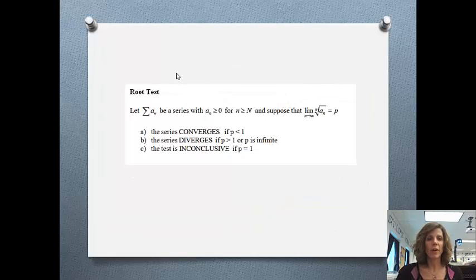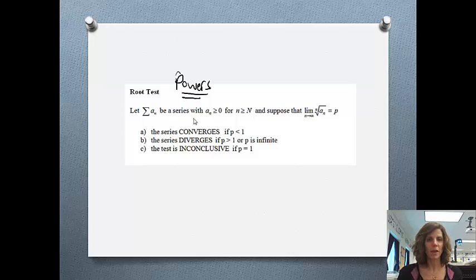Whenever you have powers in your problem, lots of powers, that would be a perfect time to use the root test. One thing that's really nice about the root test, first of all, let's just look at this. Suppose that the limit as n approaches infinity of the nth root of your sequence equals p. We will get an answer, and then the rules are the same as the ratio test. So if p is less than 1, your series will converge. If p is greater than 1 or infinite, the series will diverge, and if p equals 1, we are inconclusive and we'll have to try a new test.